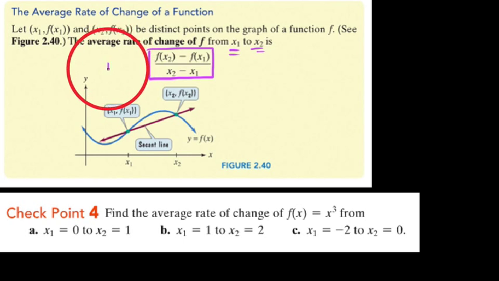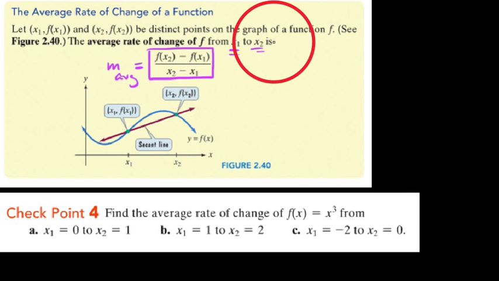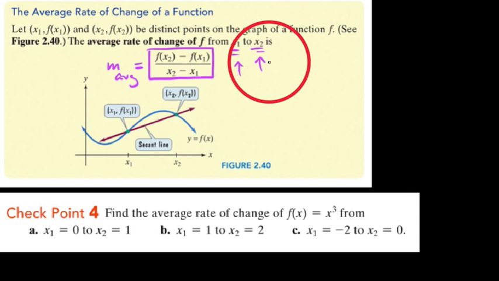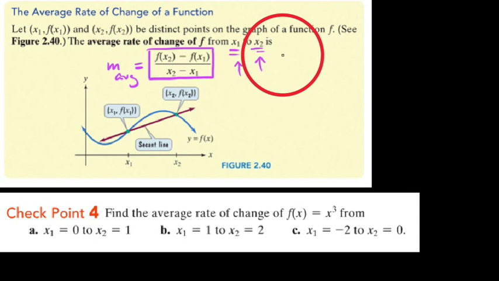And what I want you to see is this is really the slope average. Okay, this is the slope formula. So we have y2 minus y1 over x2 minus x1. It's just that we're always going to be given two x values that we want to find the average rate of change between. And so f of x2 and f of x1 really just represent the y values at those points.